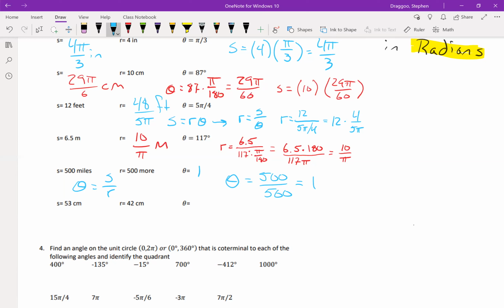So the angle should not share the unit of the arc length or the radius. So that's not 1 mile, that's just 1 radian. And if we're measuring in radians, we do not need to include units on that answer. So our angle is just 1 radian. Then one more time. Our angle theta should be 53 centimeters divided by 42 centimeters. And I believe that there's no common factor there. So we're going to be fine to just leave that as 53 divided by 42.